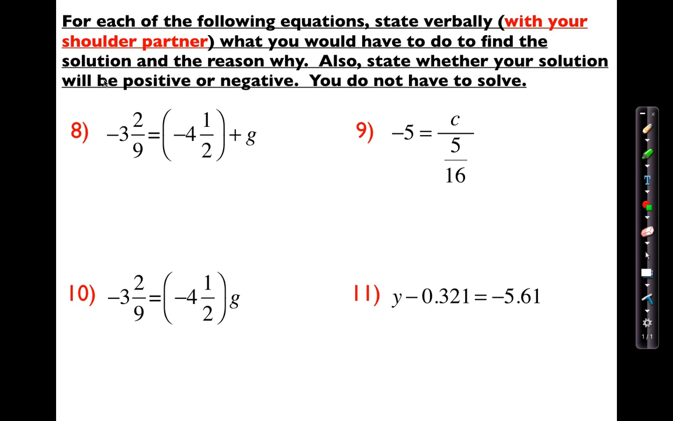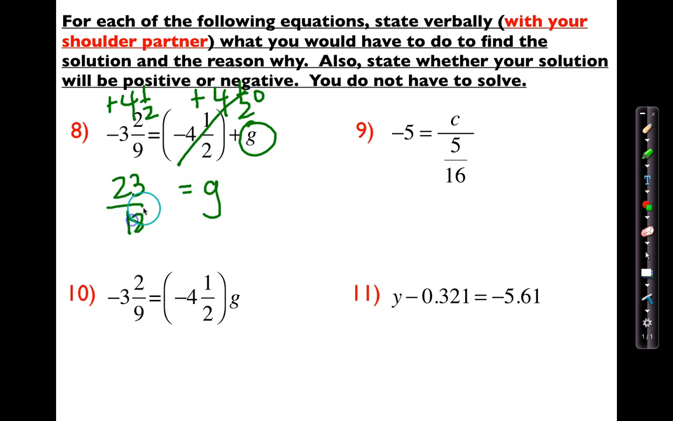So for number 8, what you would have to do to isolate our variable, since it's negative 4.5 plus g, is the inverse of a negative 4.5, which is plus 4.5 to both sides. If you do that to both sides, this is going to create a 0, leaving us with g equals 23/18.